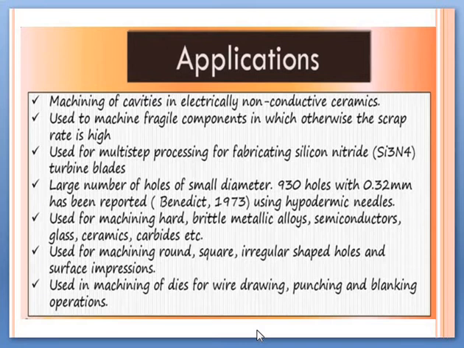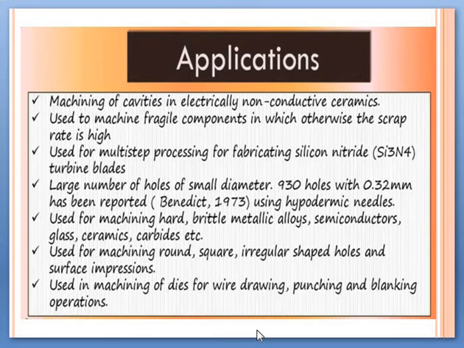By using ultrasonic machining, we can machine round, square, irregular shaped holes and surface impressions. It is used for machining of dies for wire drawing, punching, and blanking operation. These are the certain applications of ultrasonic machining.